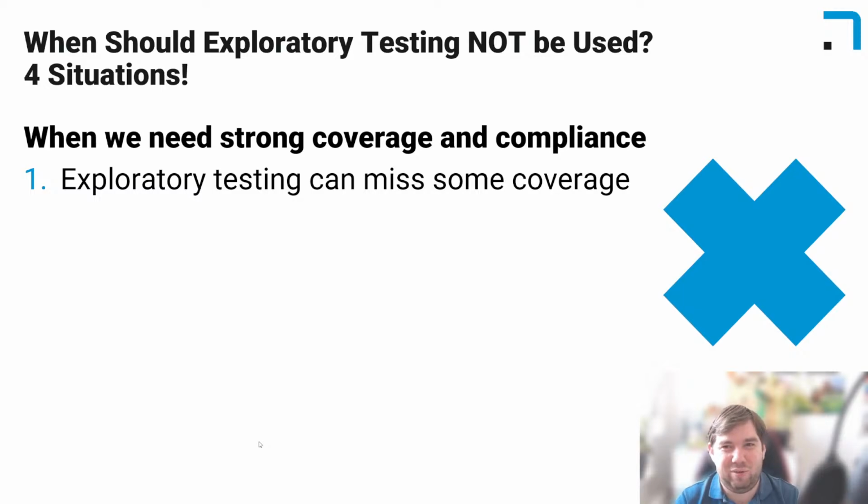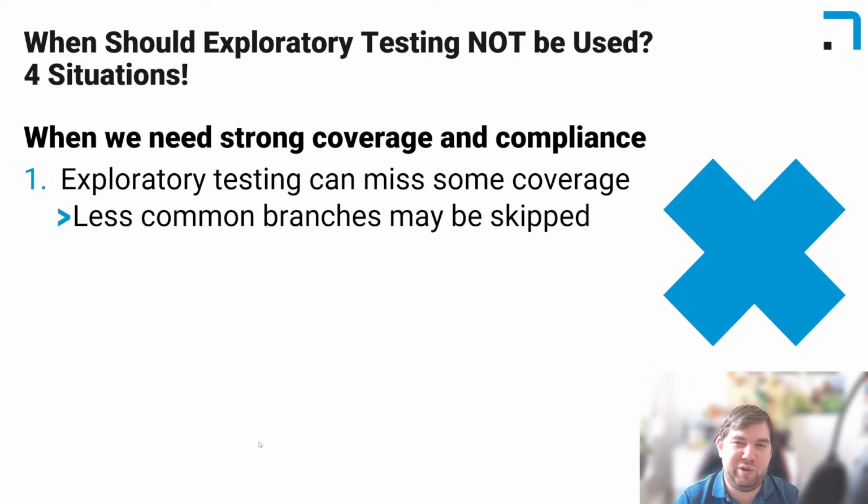This means that overall, in exploratory testing, you may skip some less common branches. Maybe they have some very specific requirements to enter that branch. Maybe they require some data, or maybe it's time or something else that may skip those branches themselves. That may be an issue that you should keep in mind when you're doing your exploratory testing.